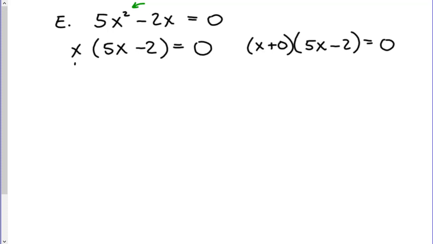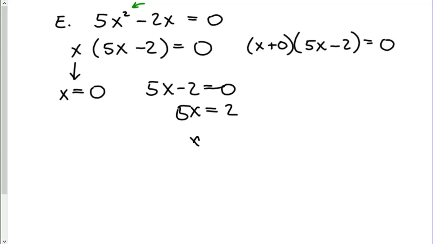So that when I take this one, if I set that equal to 0, I find that 0 itself is a solution. And then if I take the 5x minus 2 and set that to 0, I get 5x equals 2, or x equals 2/5. So that is what we need to do there. Just don't forget, when you have an x over here on the outside, that it leads to a solution, and that solution is just 0. That's important.